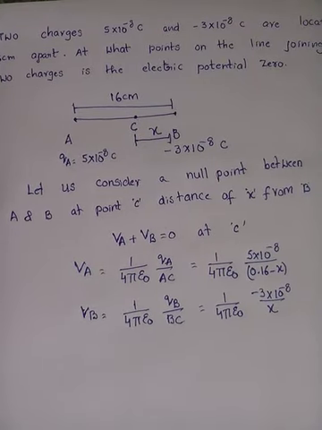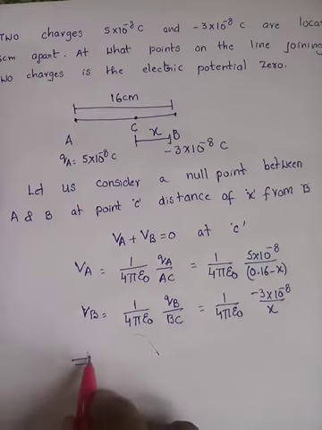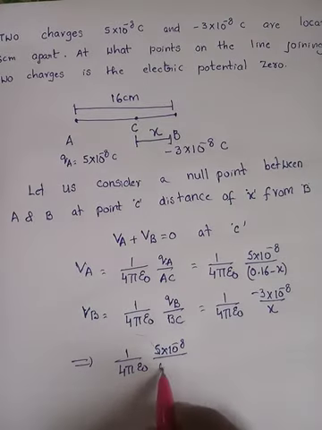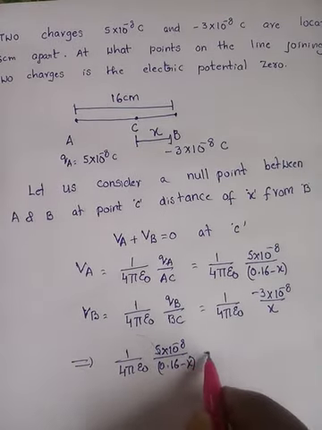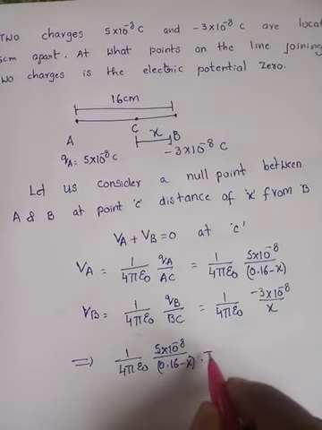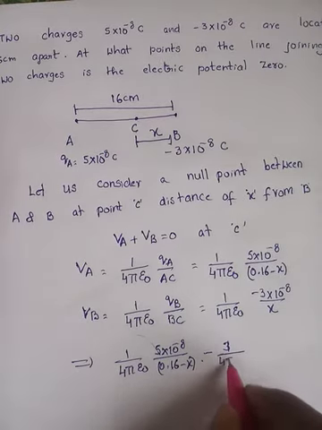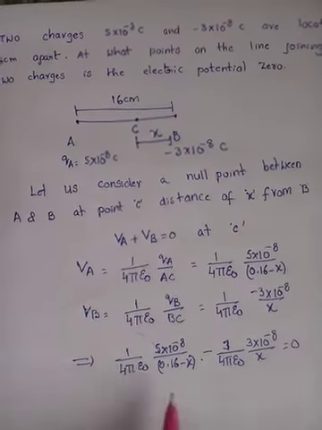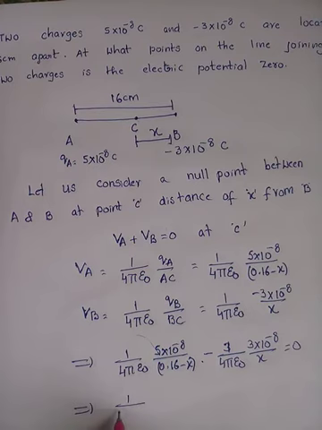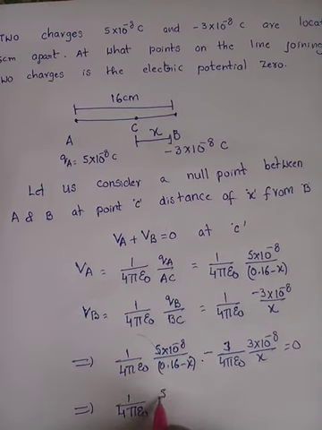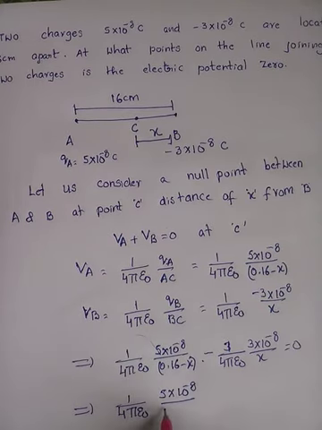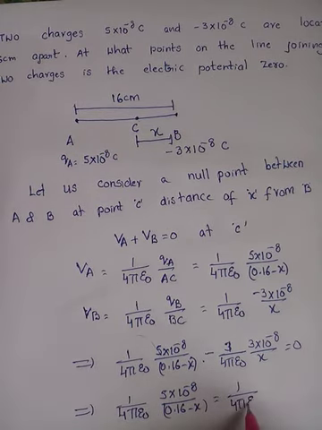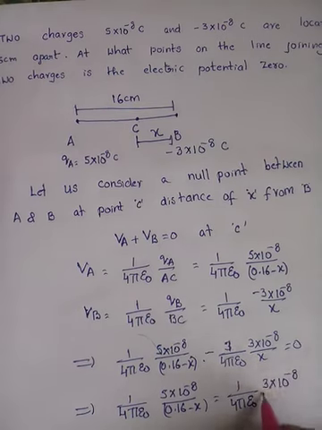As we said, the net potential should be 0. So VA plus VB equals 0. That implies 1 by 4 pi epsilon naught 5 into 10 raised to minus 8 by 0.16 minus x, plus minus 1 by 4 pi epsilon naught 3 into 10 raised to minus 8 by x, equals 0. Sending the minus term to the other side, 1 by 4 pi epsilon naught 5 into 10 raised to minus 8 by 0.16 minus x equals plus 1 by 4 pi epsilon naught 3 into 10 raised to minus 8 by x.